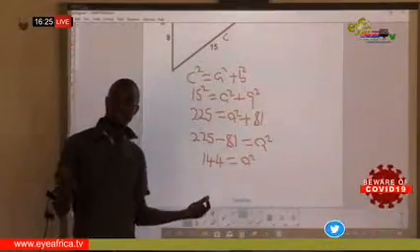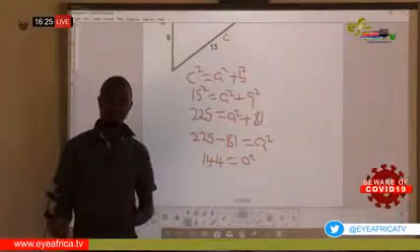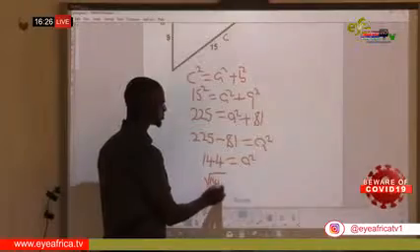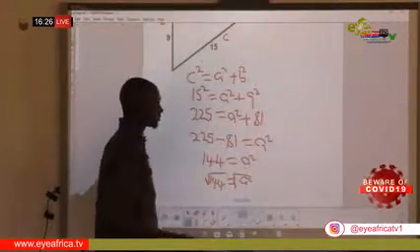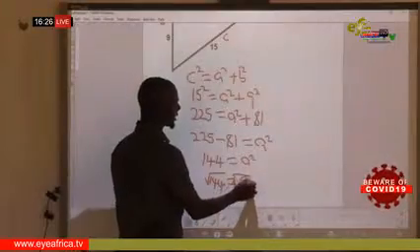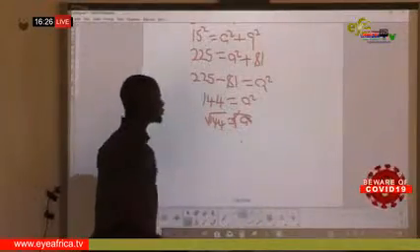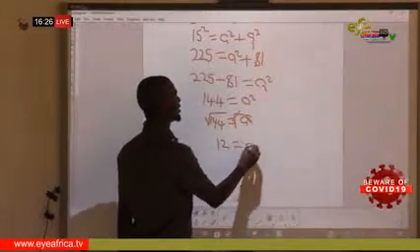You need A, not A square. To get A, you square root both sides. So you will have the square root of 144 equals the square root of A square. The square and the square root will cancel. So the square root of 144 is 12. So you will have 12 equals A.